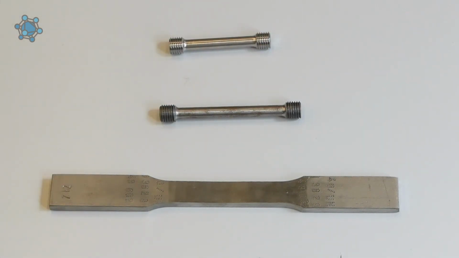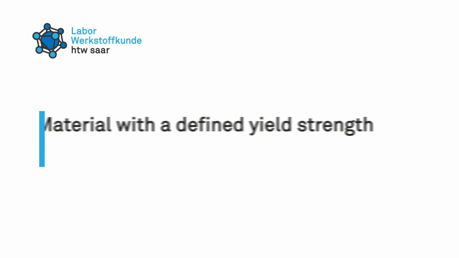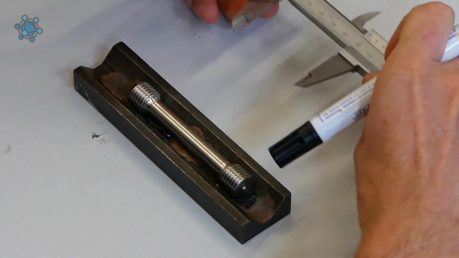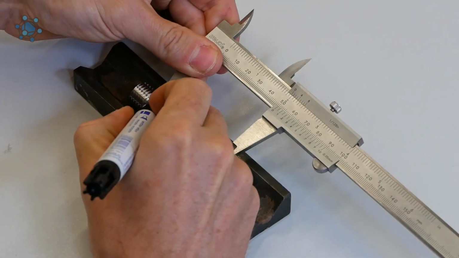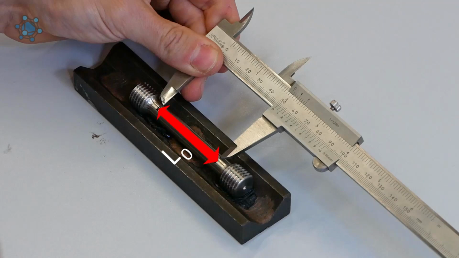We're going to run two tests. The first one will be done on a material with a defined yield strength. We start by marking the original length, L0, on the test specimen that has a precise yield point. Using a permanent marker will allow us afterwards to evaluate everything manually.